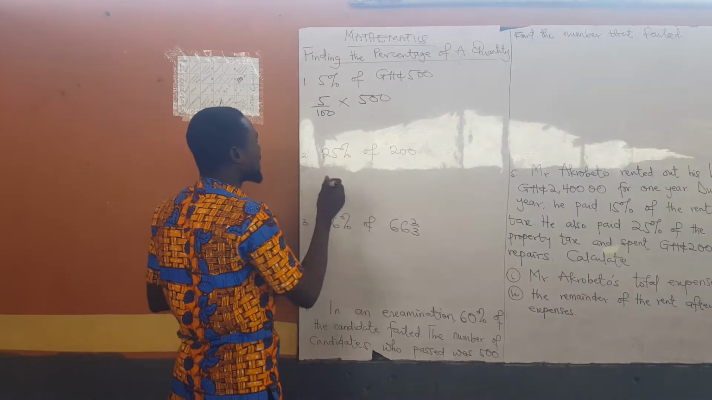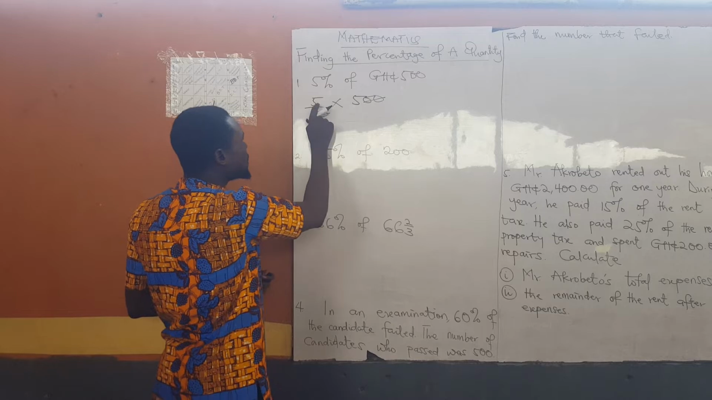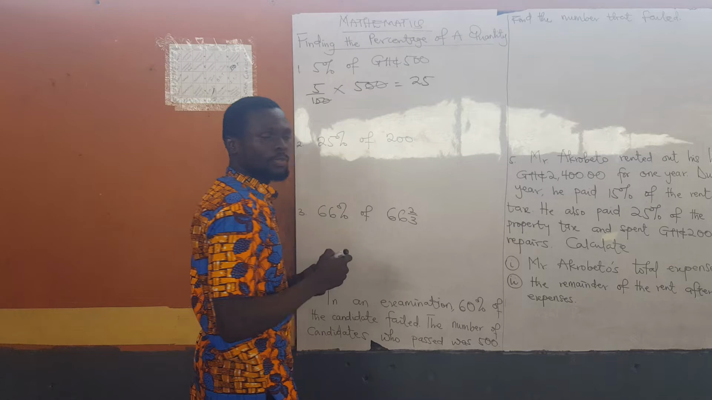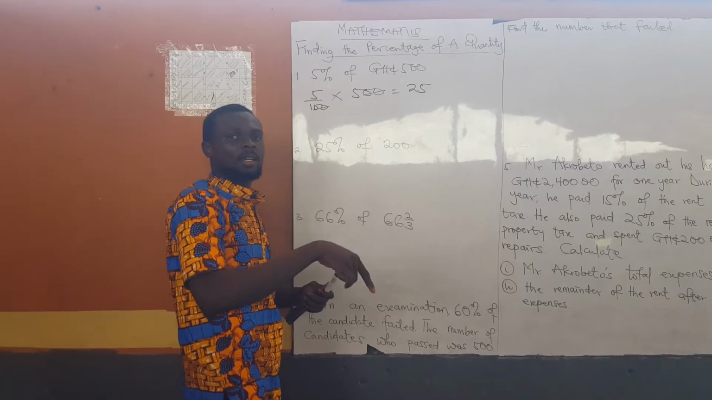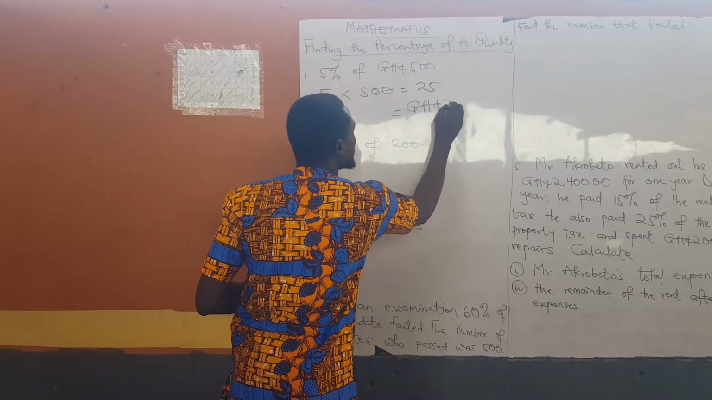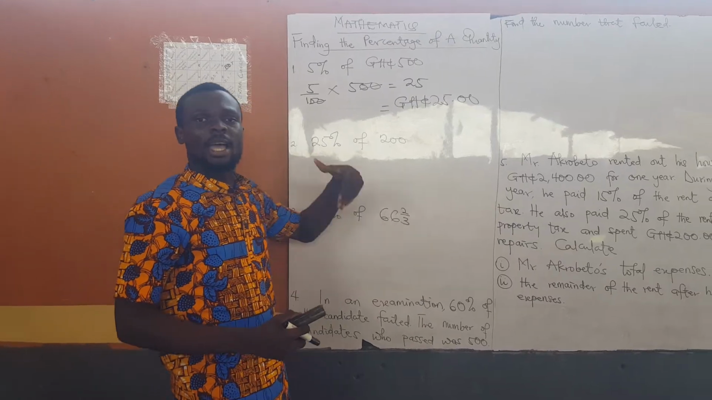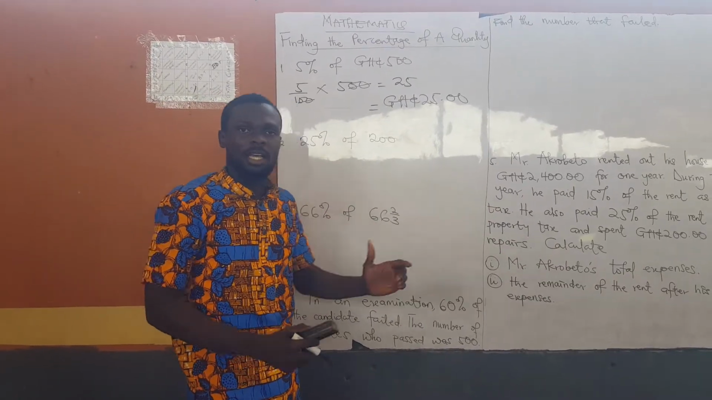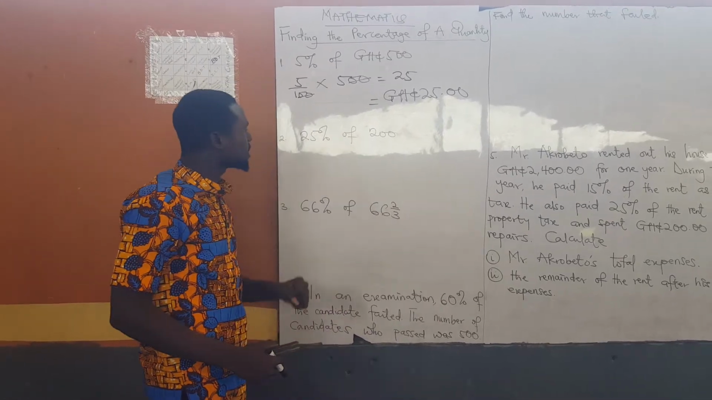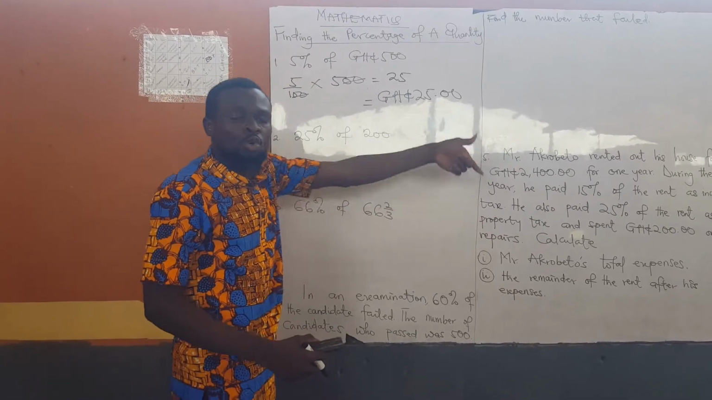So with this one, we can say that these two zeros will cancel out these two zeros. Now we are having 5 times 5, which is equal to 25. So 5% of 500 Ghana cedis is going to give us 25 Ghana cedis. So if you are calculating the percentage of a quantity, just multiply the percentage times the quantity. Then number 2 is saying that find 25% of 200.